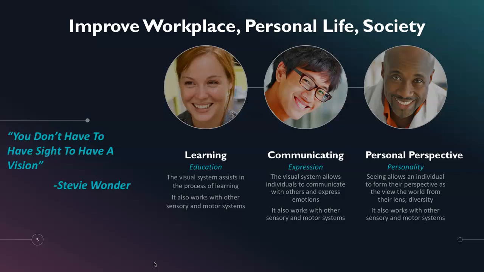The visual system is how we learn, communicate, and develop our personal perspectives of ourselves and others and the world. The visual system is one of the main components that allows the learning process to occur, especially with visual learners. This system also engages in other sensory and motor systems. We use our eyes to communicate and express emotion.